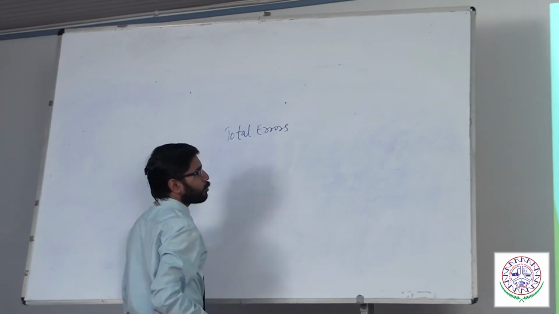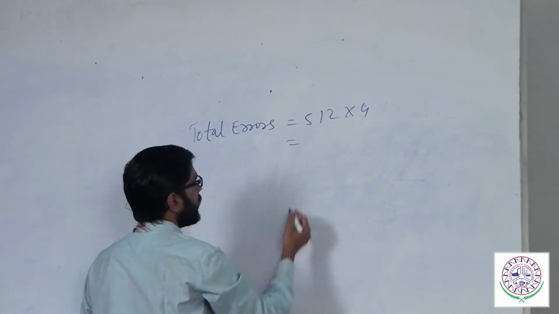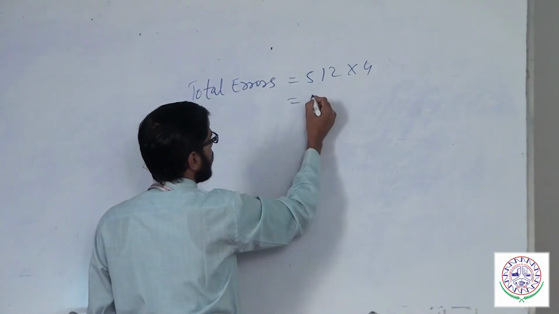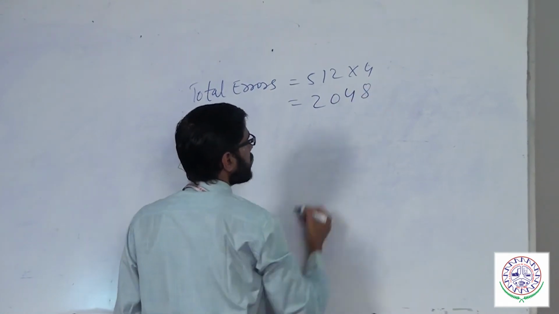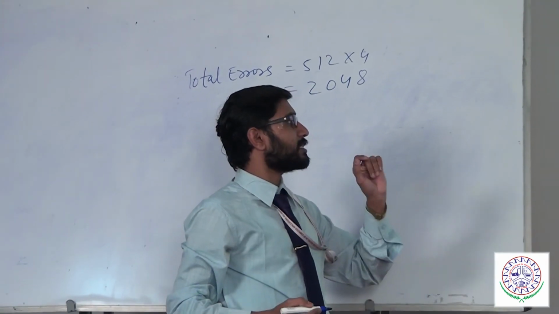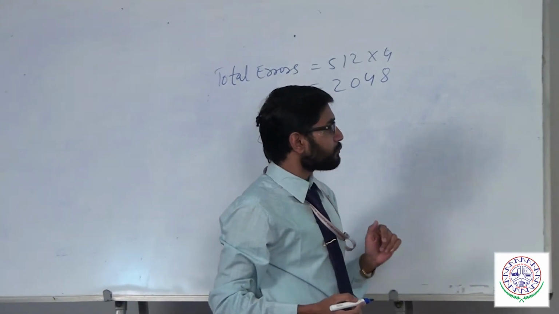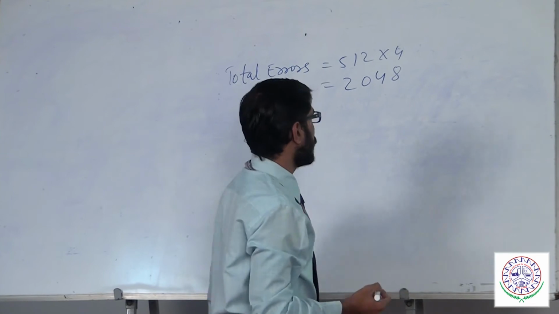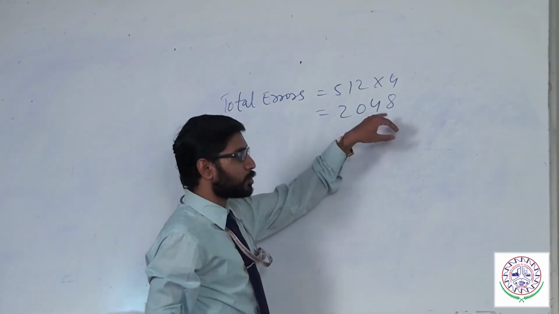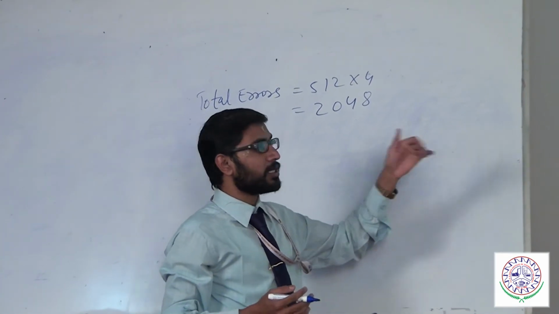If you want to find the total errors, it will be 512 into 4. 500 into 4 is 2000, plus 12 4s are 48. So it will be 2048 errors. And out of this, they are telling that the first 302 pages have 1208 errors. So what we need to do is subtract the 1208 errors from the total errors, so we'll get the remaining errors, and you need to divide it among the remaining pages.